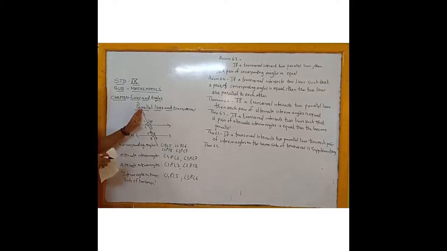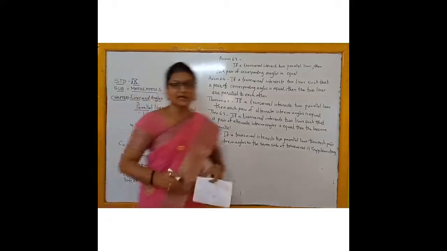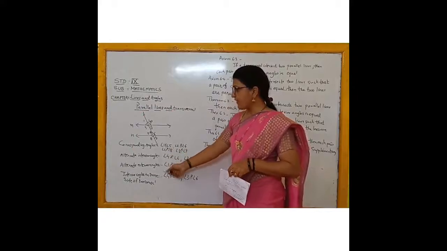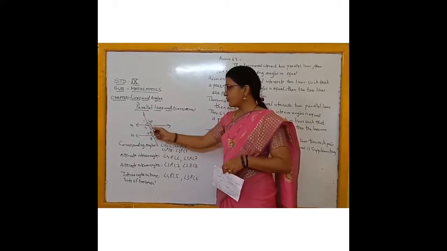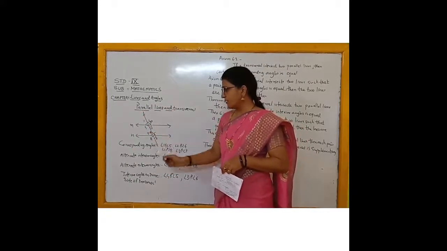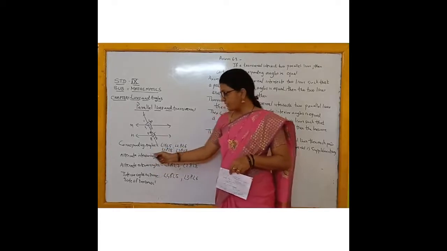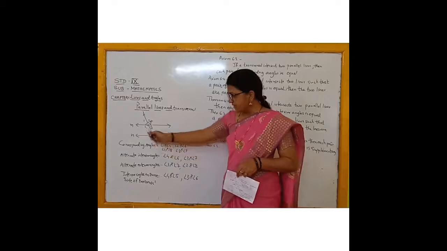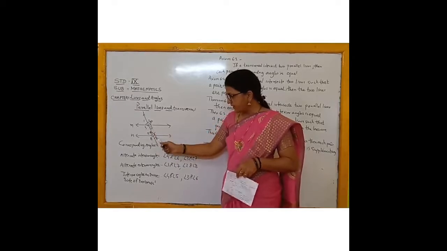Once again, if the transversal line intersects two lines M and N in two distinct points P and Q, that line is known as a transversal. It will form different types of angles. These angles are 1, 2, 3, 4, 5, 6, 7, 8. The pairs of corresponding angles are angle 1, angle 5, angle 2, angle 6, angle 4, angle 8, angle 3 and angle 7.